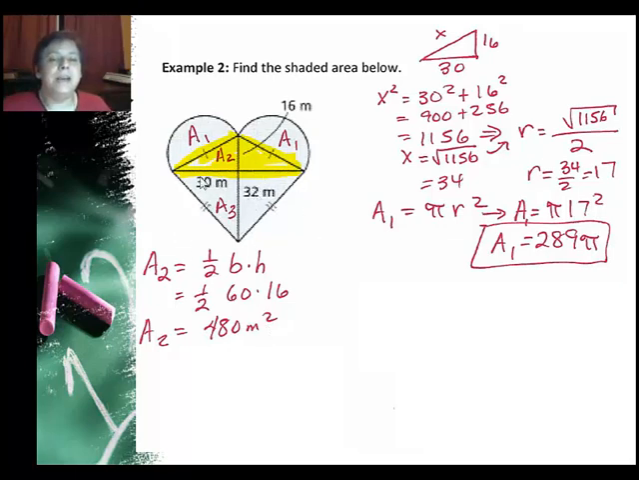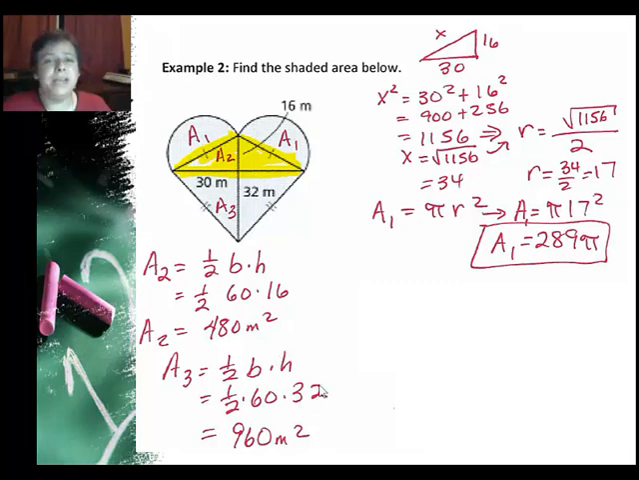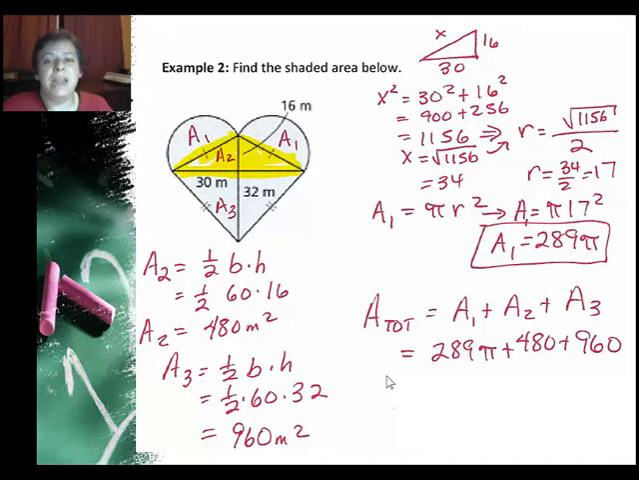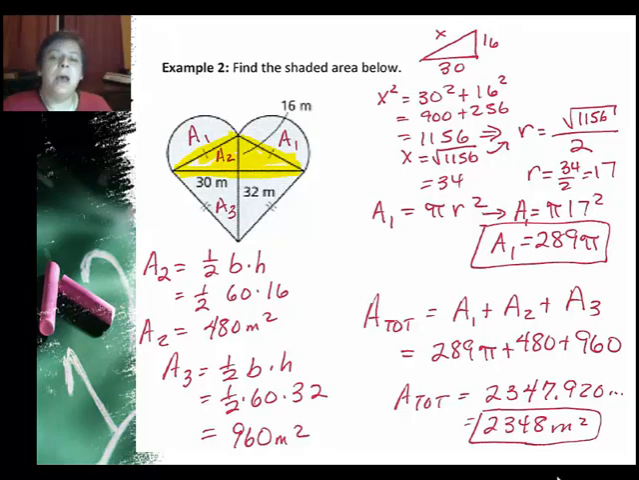Finally, I find the area of this bottom triangle. The base is still the same, it's 60, and the height is 32. So using the formula, I get 960 meters squared. Finally, I go ahead and add all three pieces together, and I get 289 pi plus 480 plus 960, or about 2,348 meters squared.